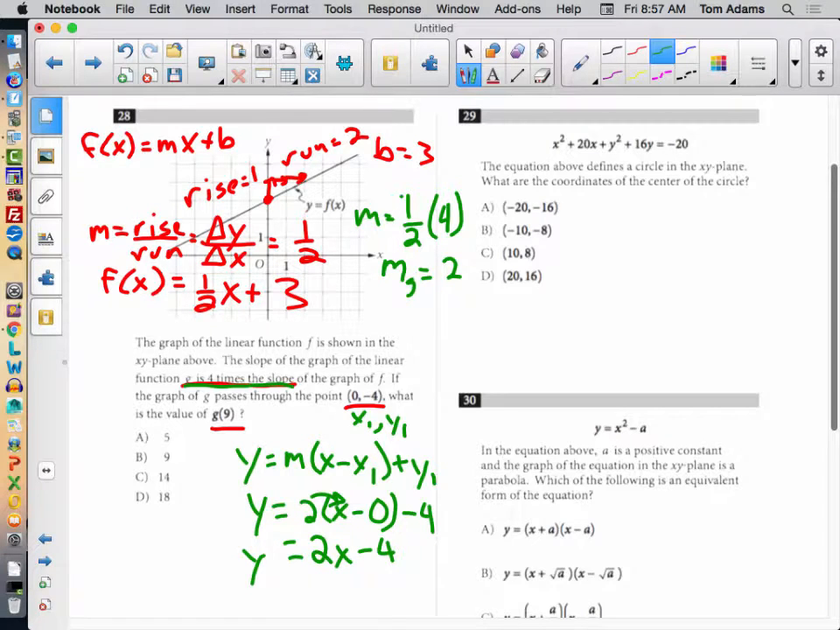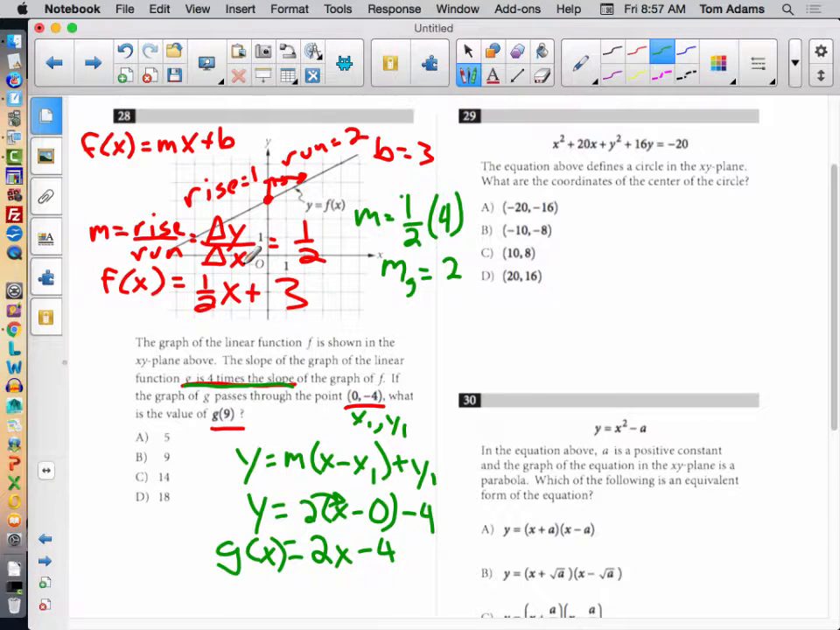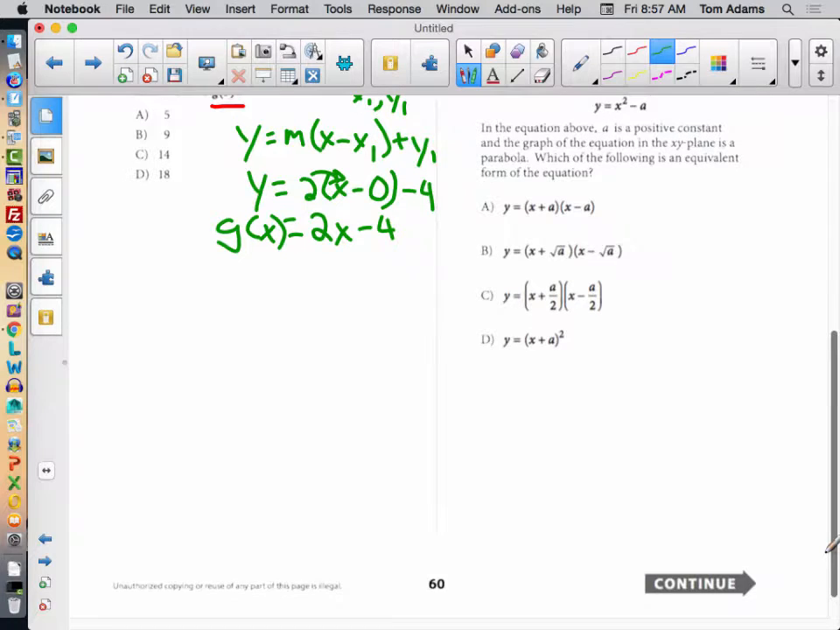So now this bad boy right here, I said y, but really what I want, this is actually g of x. Okay? So then, now that I've solved for g of x, I'm asked to find g of 9. So I'm going to find g of 9 by simply replacing anywhere there's an x with a 9.